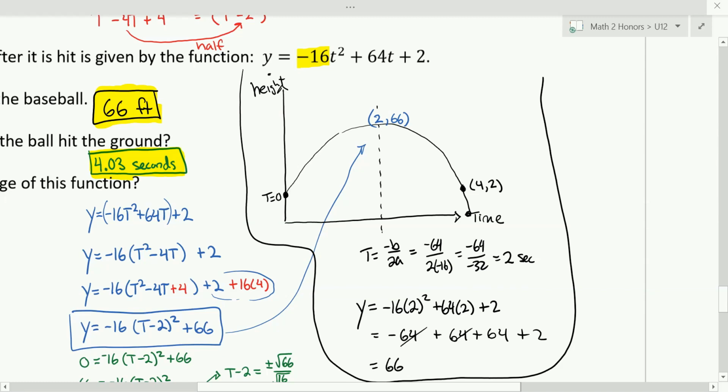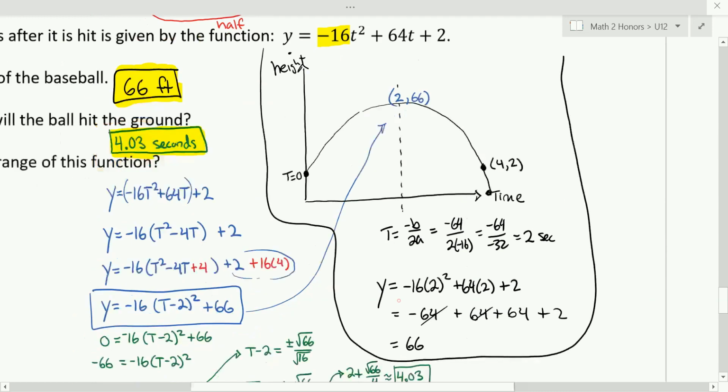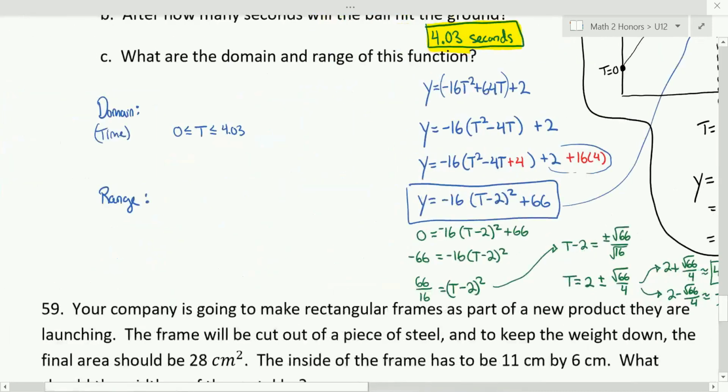0 is the lowest, right? Hits ground level. We're not going to allow it to go underground. And the highest would be 66 feet. Okay. And so for our range, 0 less than or equal to y less than or equal to 66.